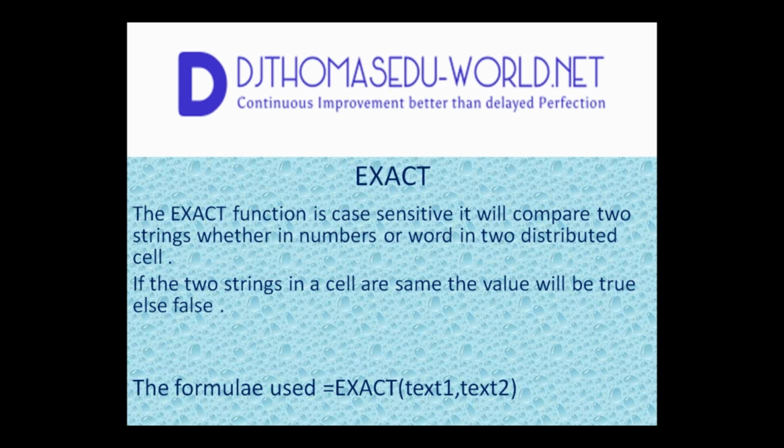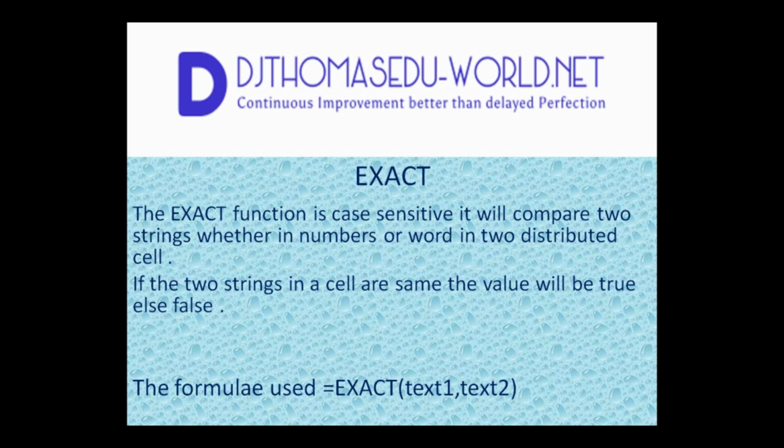Moving on to the next Excel text function, EXACT. The EXACT text function is case sensitive. It will compare two strings, whether numbers or words, in two distinct cells. If the two strings are the same, the value will be TRUE, else FALSE. The formula used is =EXACT. Select Text 1 and Text 2 to compare.